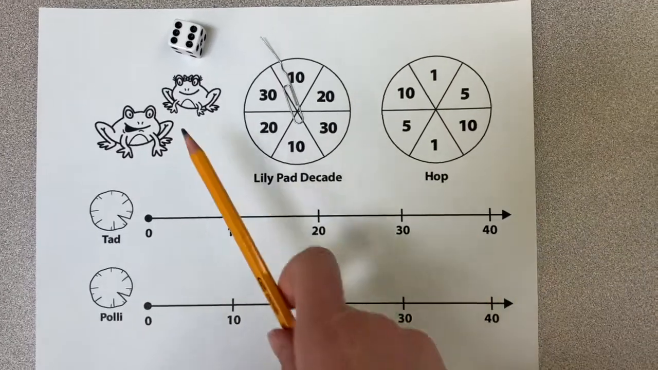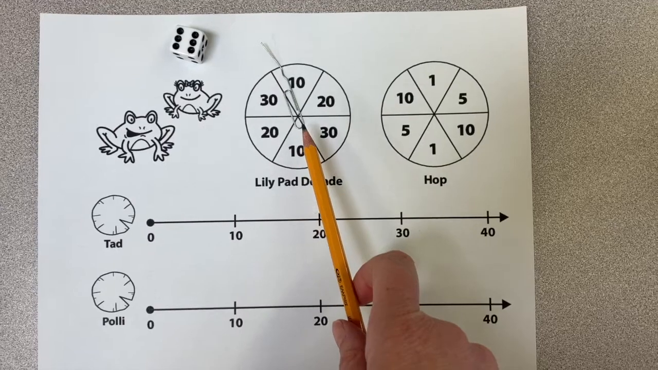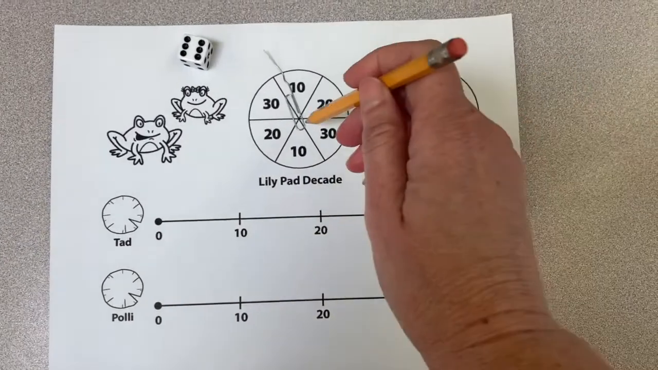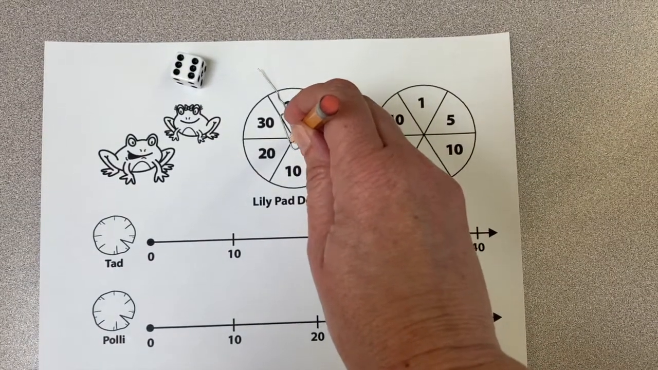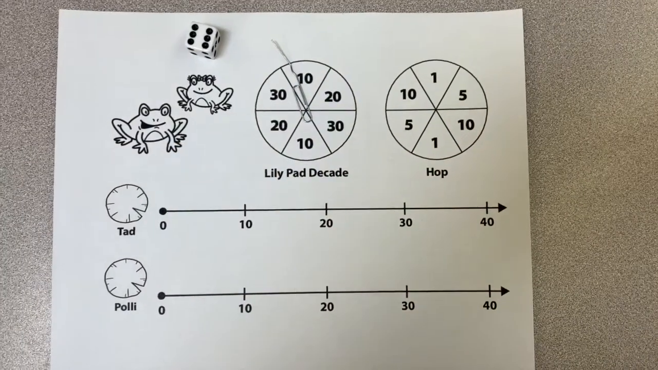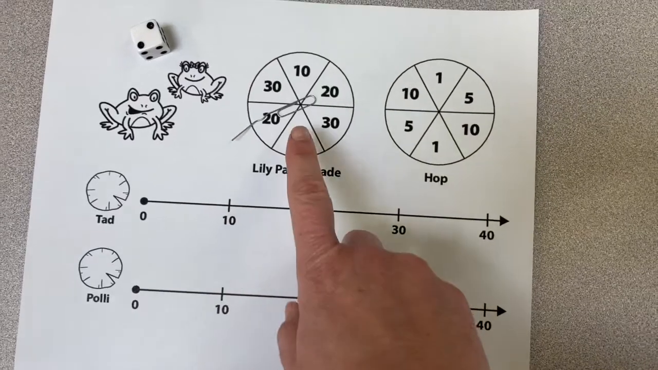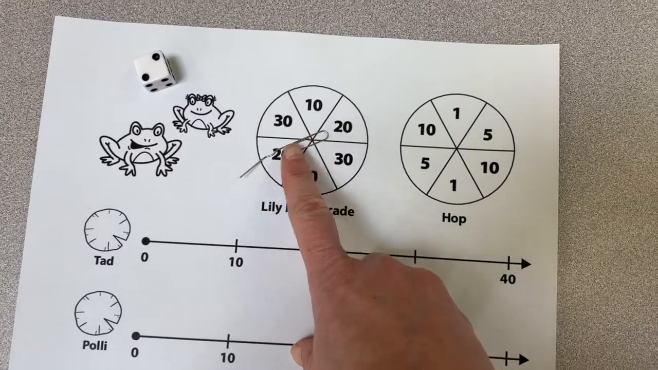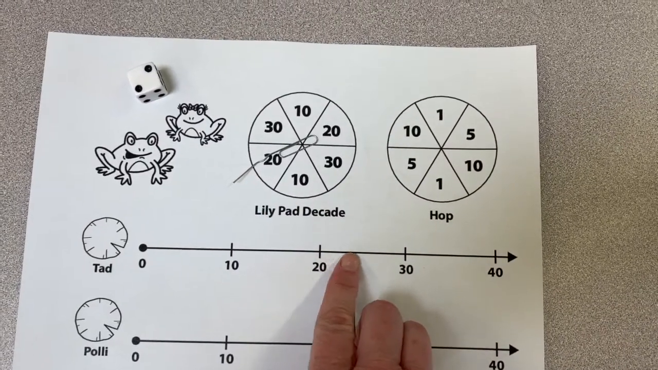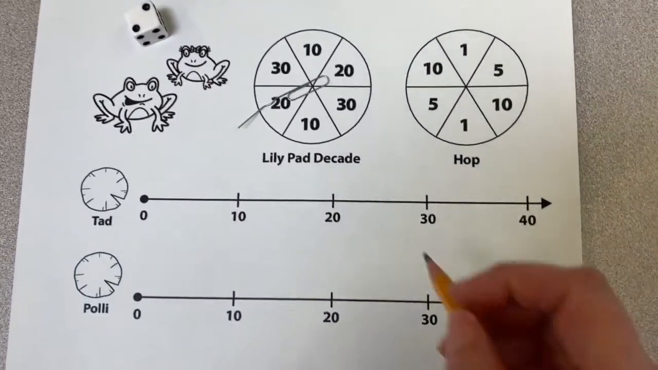Start by deciding who's going to be Polly and who is going to be Tad. You'll start with your lily pad decade. You're going to decide what is your magical lily pad number. So put your pencil right in here and flick your spinner and roll your die. Let's see where Tad will end up. Okay, for player 1, who's going to be Tad, we did this spinner and it is pointing to 20. So we know we're going to start somewhere over here, and we have 22. So we have to mark that spot.